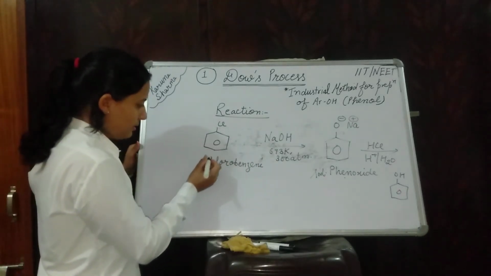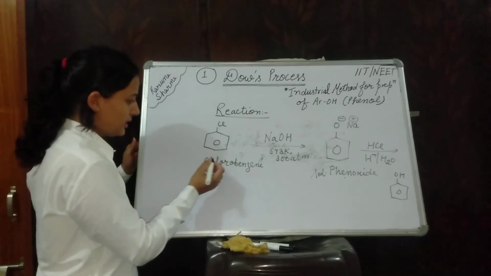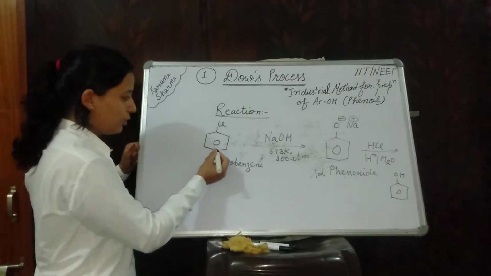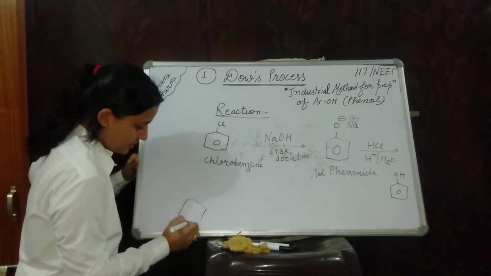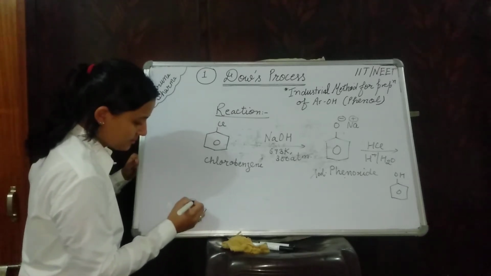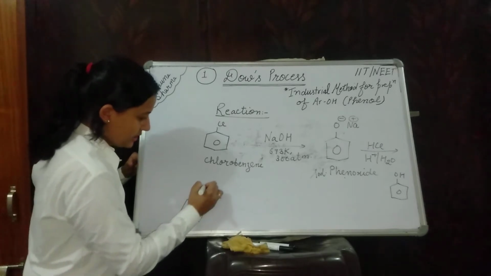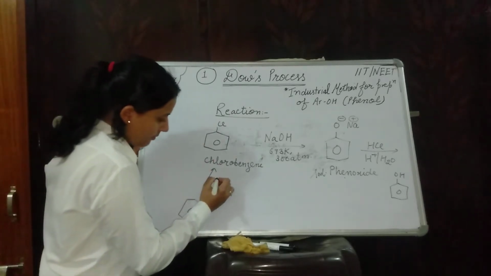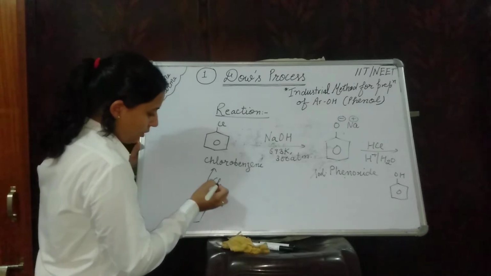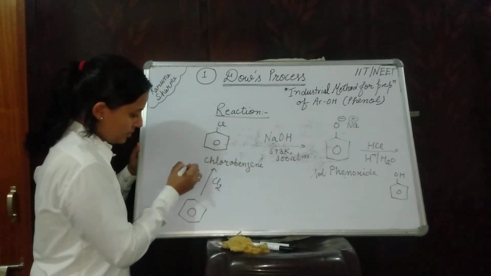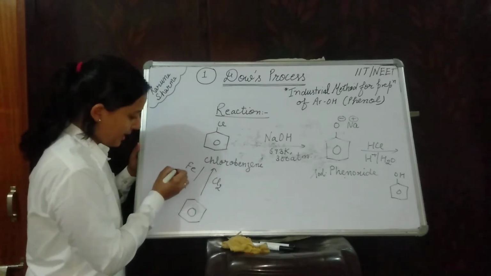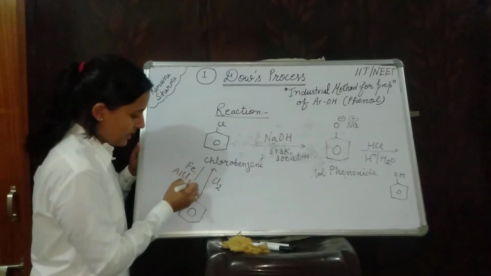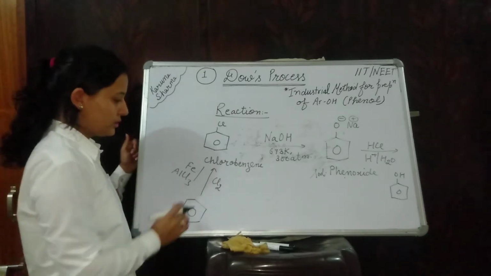Now, at the very first of the reaction, I am telling you how chlorobenzene is formed from benzene. This is a simple aromatic substitution reaction. Benzene when treated with Cl2, or with Cl2 you can take any Lewis acid. Here I can take Fe and AlCl3. We will also discuss this mechanism.